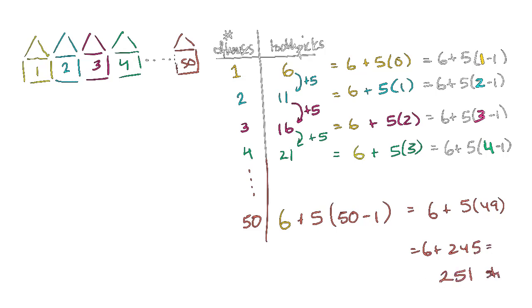251 sticks. And what's really neat about this pattern we just came up with is you could use it to figure out how many sticks you would need for 1 million of these little toothpick townhouses.